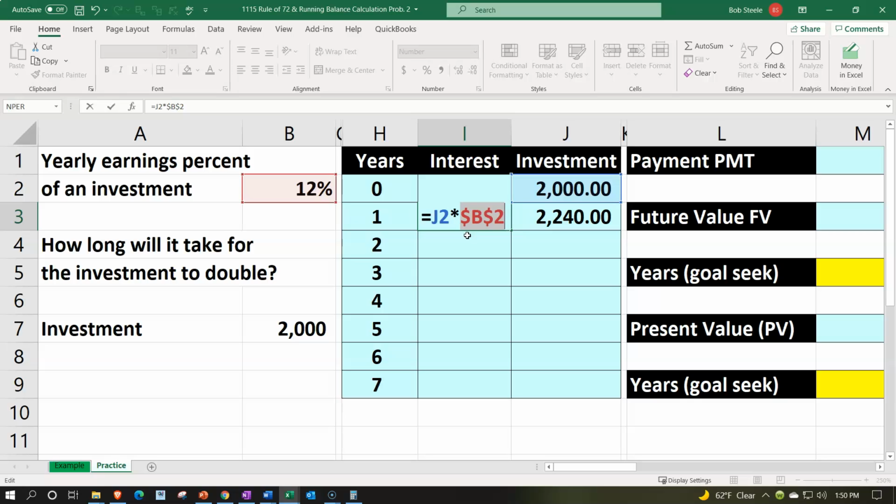Now, note also that the $ signs have nothing to do with money, by the way. It's just like a code. It's Excel code, in essence, saying, Excel, do not move this cell down. Do not move the B, the column, or the row down when I copy it.